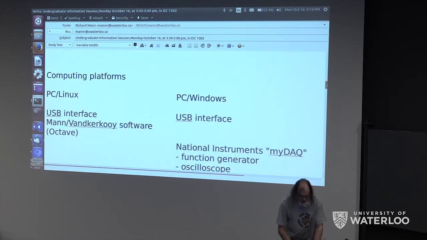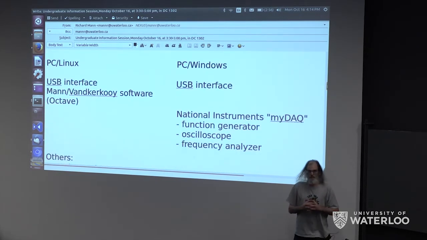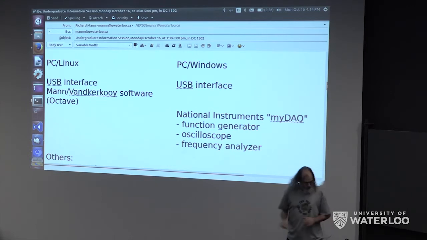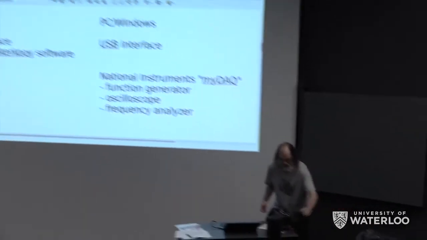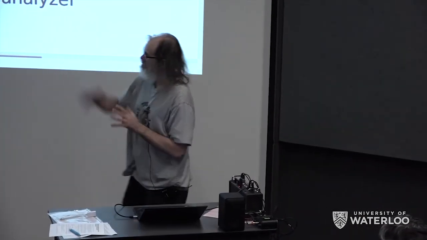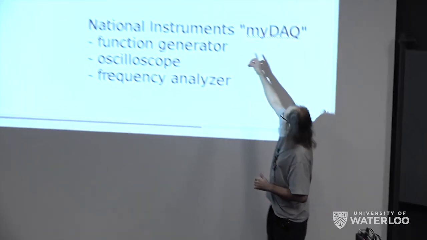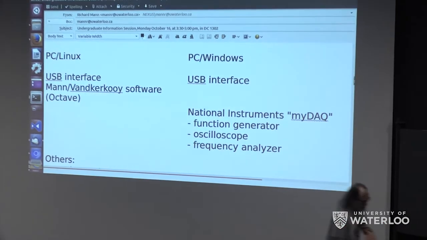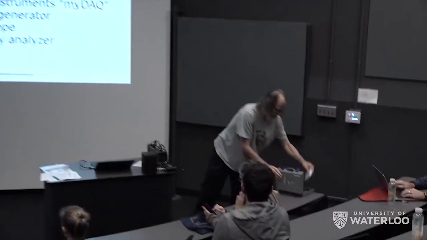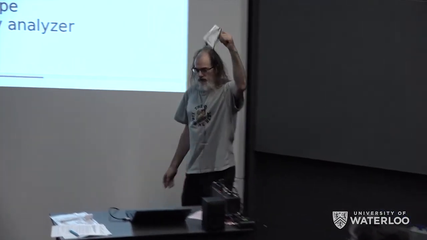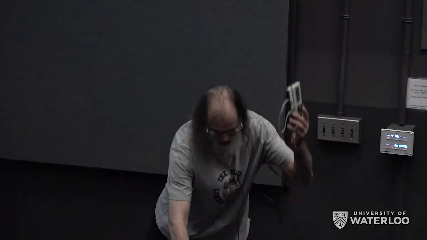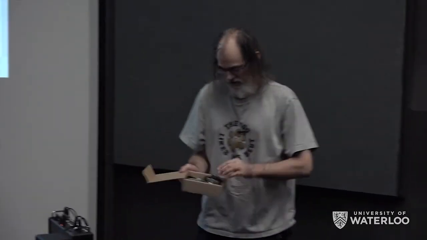Now a bit about the computing platforms. PC Linux, you can use a USB interface like this, and we've developed some software for measurement, which you may use. And you can work in Windows, and we also have a National Instruments card, which is an oscilloscope, function generator, frequency analyzer, which runs under Windows. We've got 10 of these available for your use. And you can also work on Arduino, or you can work on Raspberry Pi.